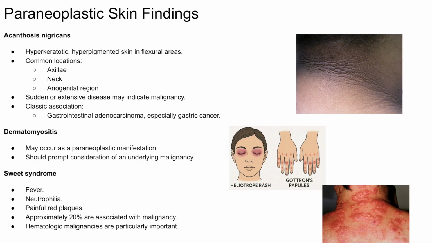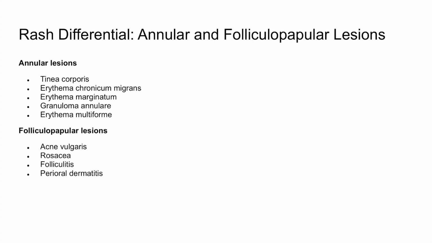Adult onset dermatomyositis can also be paraneoplastic, so an appropriate malignancy evaluation may be warranted. Sweet syndrome presents with fever, neutrophilia, and painful red plaques caused by a dense neutrophilic infiltrate. It is particularly associated with hematologic malignancies, and so the general clue is the abrupt appearance of an unusual or severe inflammatory skin disorder.